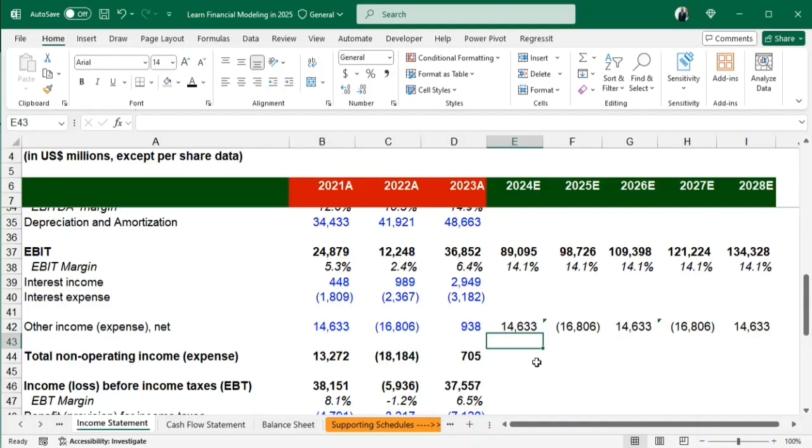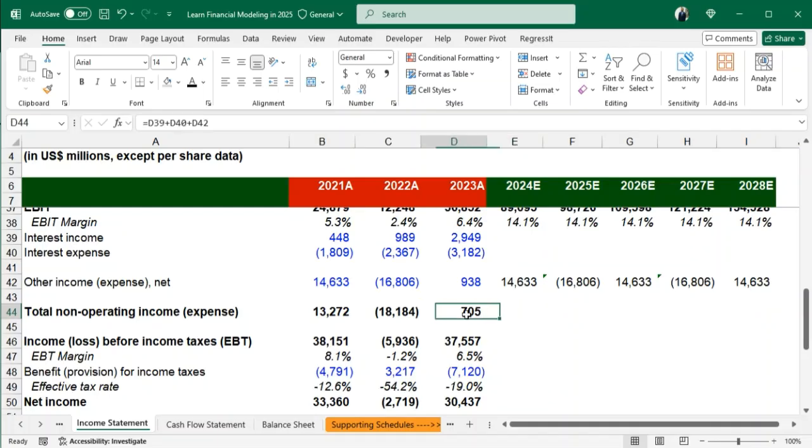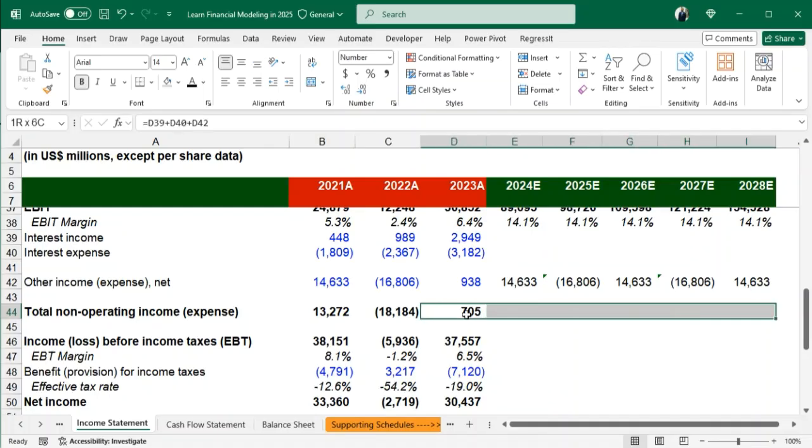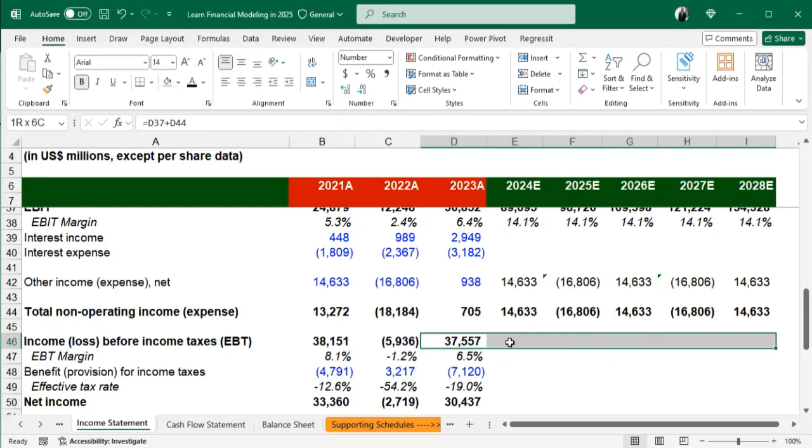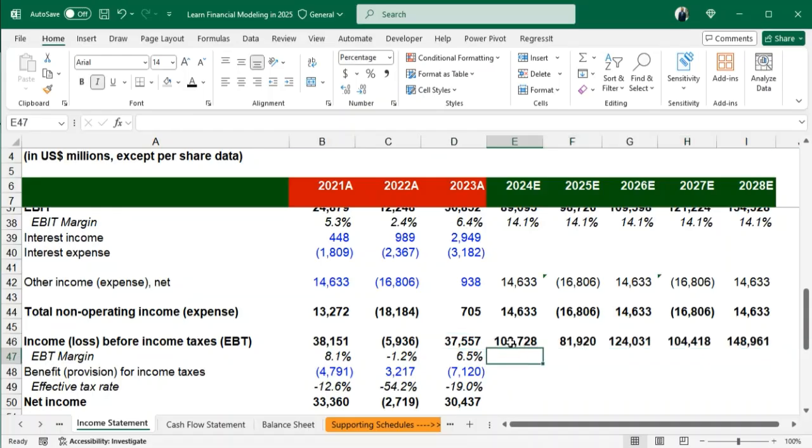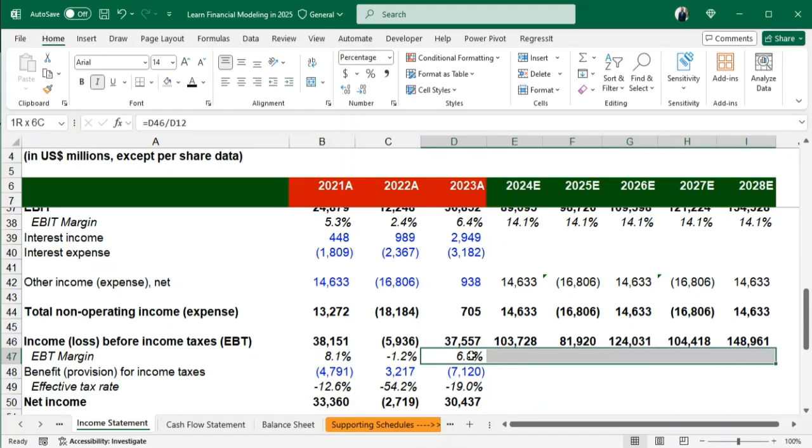Now let's come to interest income and expense. So as I said earlier, let's copy this formula here also to the right using Control R. That is our total non-operating income or expense. Then with that, we can also copy this formula to the right, which is our EBT or earnings before tax, using Control R right there. So these are our earnings before tax. Then we can also copy our EBT margin to the right using Control R.